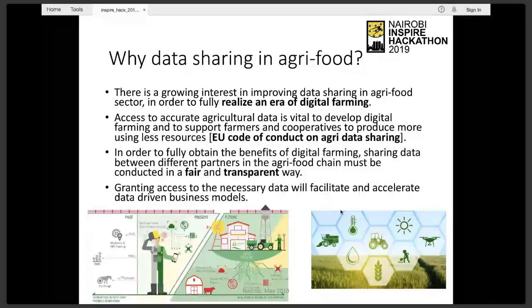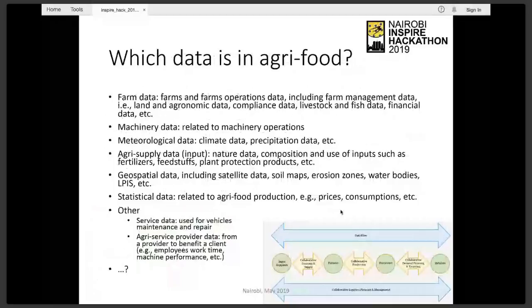So which data do we have in agri-food? Of course, we are talking about many different types of data here, including farm data, like farm operations and farm characteristics, but also production yield and so on. Then we have machinery data, meteorological data, air supply data, geospatial data, statistical data, and some other related data that is somehow relevant for the agri-food sector. Of course, you might know some others, and this is something that is interesting for us to discuss as well.